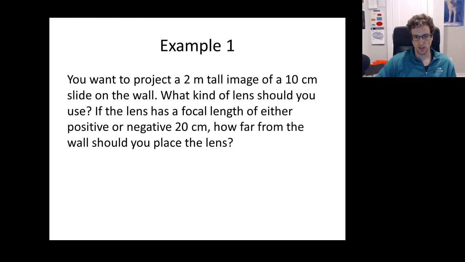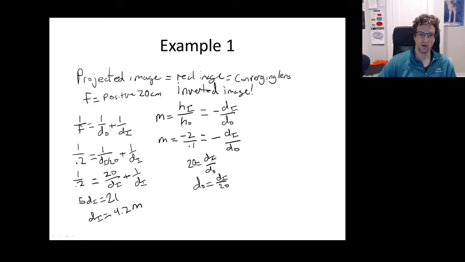You have 2 lens options. It either has a positive or negative focal length of 20 centimeters. So how far from the wall should you place the lens? This is a projected image. That means real. That means it must be a converging lens or a convex lens. That means we have to have the positive 20 centimeter lens, right? And then how far from the wall should you place the lens? That's what we're going to do some math for.